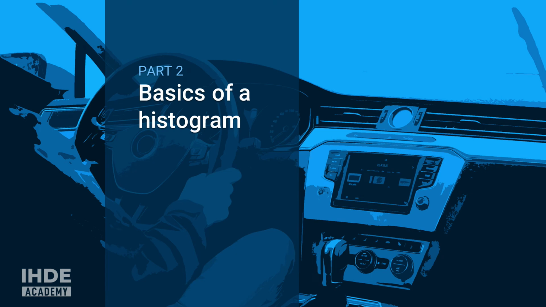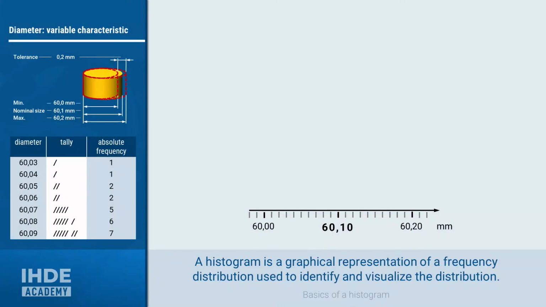In this chapter, we create a histogram based on the data from the previous chapter. As already mentioned, the histogram is a graphical representation of a frequency distribution. This applies to both absolute and relative frequencies. Let's start creating this chart with the x-axis. This has the same measurement intervals and the same unit as our tally sheet and goes from 60.00 to 60.2 mm.